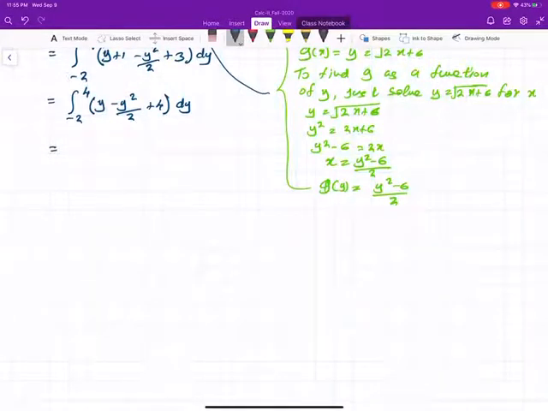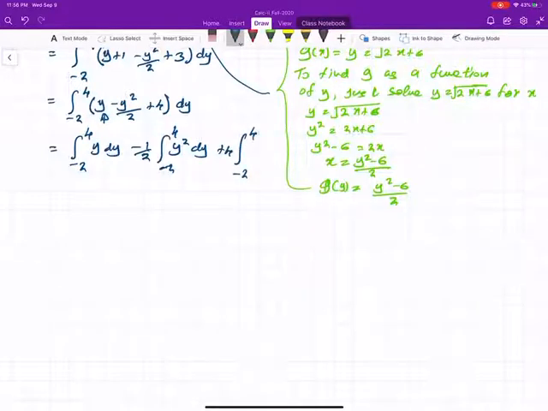Alright, now I'm going to integrate this. First integrate y with respect to dy. That is integration from minus 2 to 4 of y dy, and then minus half is a constant. You can take that out. You write y square dy from minus 2 to 4, and then this 4 is a constant. You can take that out. Then 1, you have to integrate that one from minus 2 to 4. Alright, then there are 3 integrals. You can integrate each separately.